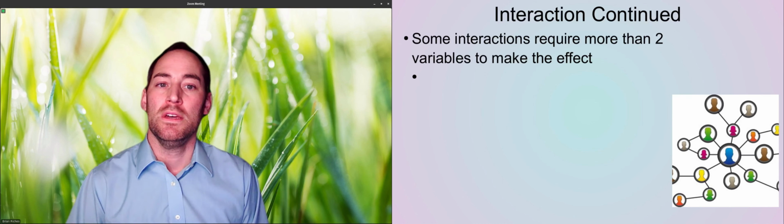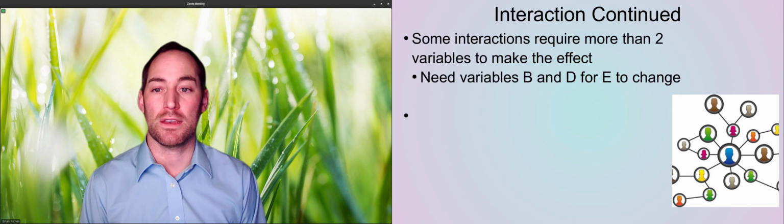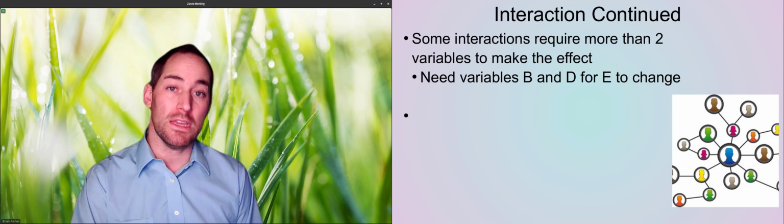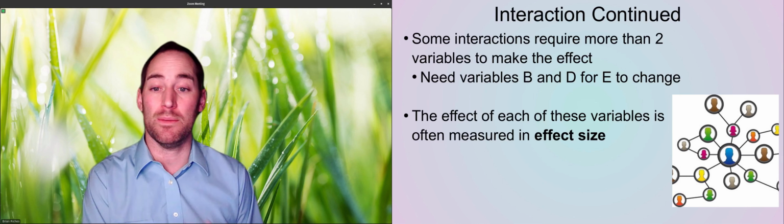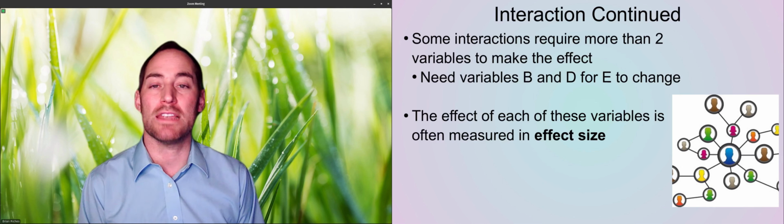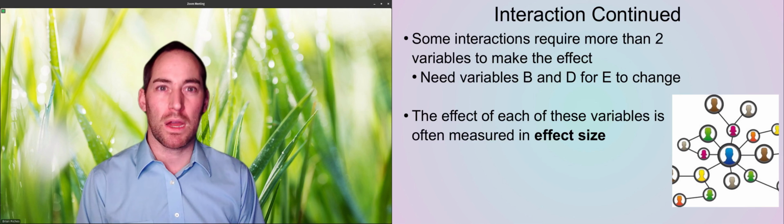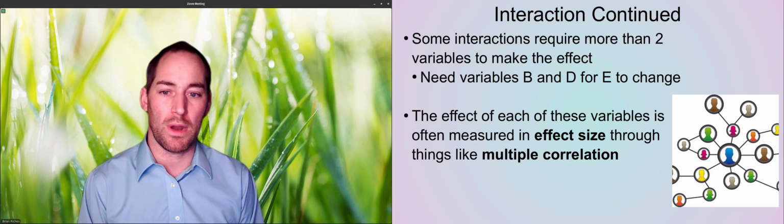So with this, some interactions require more than two variables to make an effect. So you might need variable B and D for E to then change. And if either B or D is not there, E might not change. The effect of each of these variables is measured as effect size. And we've talked about effect size a couple times briefly in the class. We'll dive into it in a lot more depth right now.